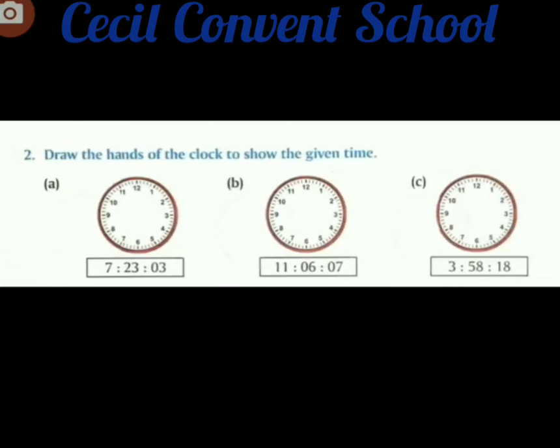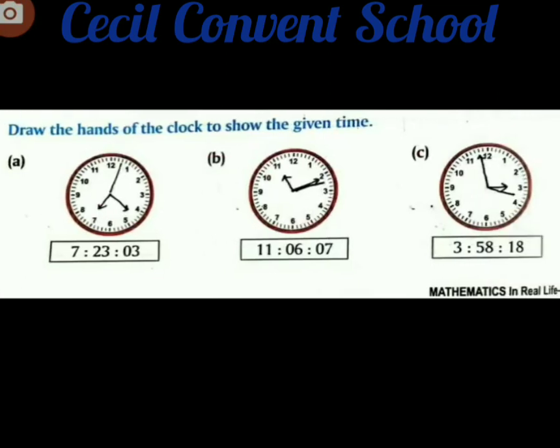Clear? Now we do question number 2. Question number 2 is: draw the hands of a clock to show the given time. Firstly, 7:23:03 is written. So firstly you have to make the hour hand in this manner. It should be on 7. Then 23, it should be between 4 and 5. Clear? And the seconds hand will be between 12 and 1. You have to count the divisions. The third division line is called 3. Clear? In the same manner you do B and C part.